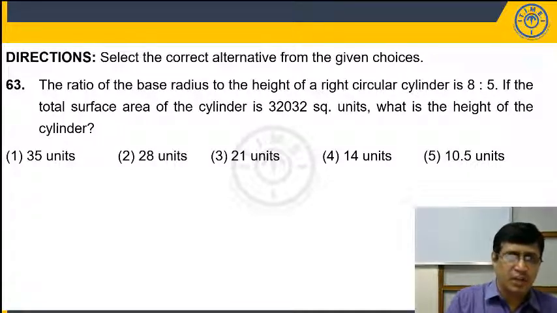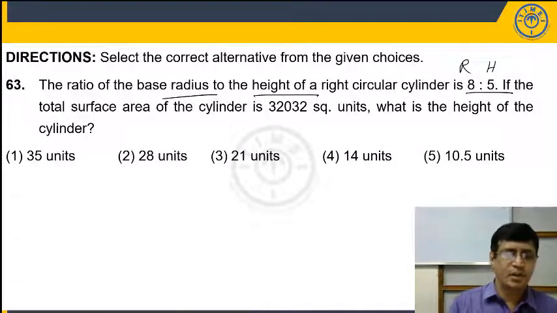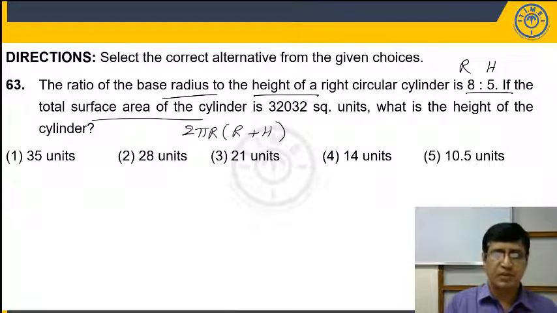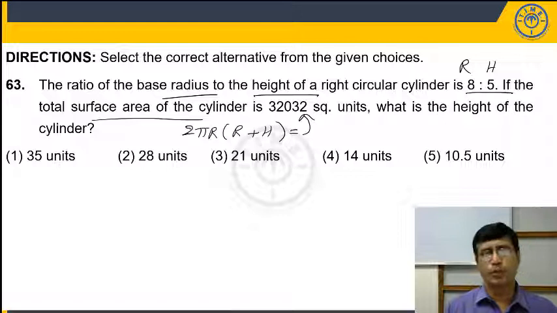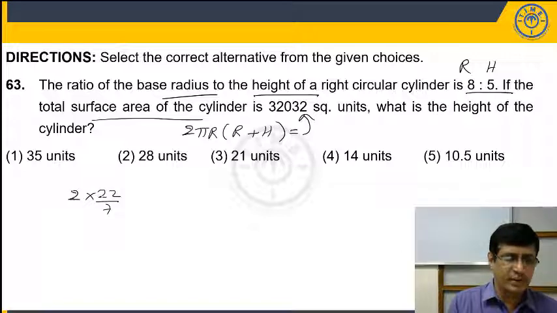So the ratio of radius to the height of the right circular cylinder is 8:5. This is the R value and this is the H value. So what is the formula for surface area? Surface area here is 2 pi R into R plus H, which is given here as 32032 square units. Now 2 into 22 by 7. Pi means 22 by 7.